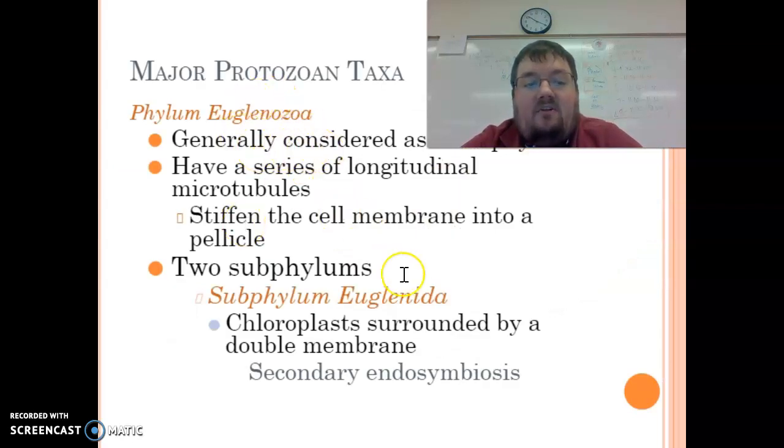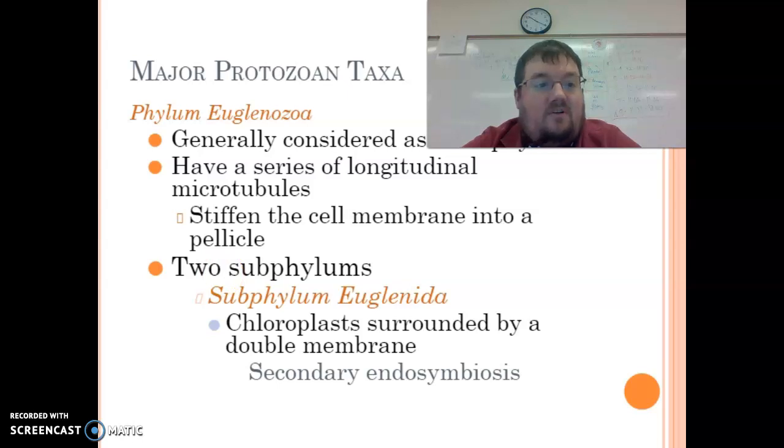You have Euglenozoa, which, like I mentioned, Euglena before is an organism. That was that green photosynthetic one that was on the previous slides. Here's that term monophyletic from last chapter. These have a specific organelle called the pellicle, which is the cell membrane stiffened into that, so it's kind of a protective barrier for it. There's a subphylum of these as well, but Euglenozoa are pretty cool because these are photosynthetic protozoa.